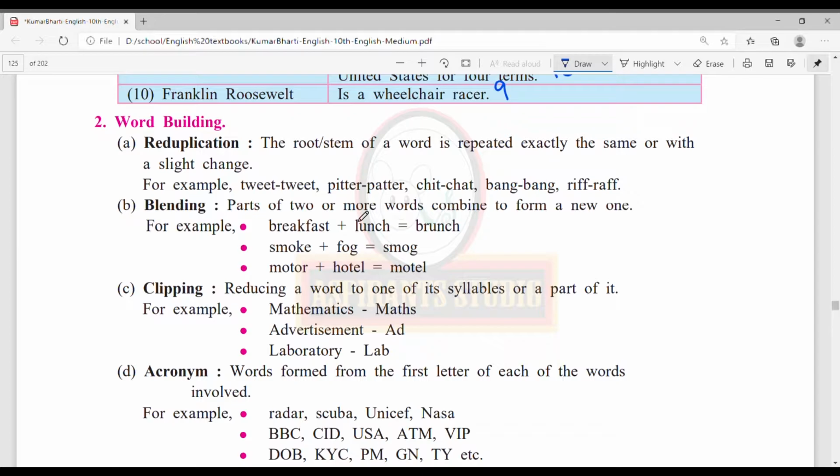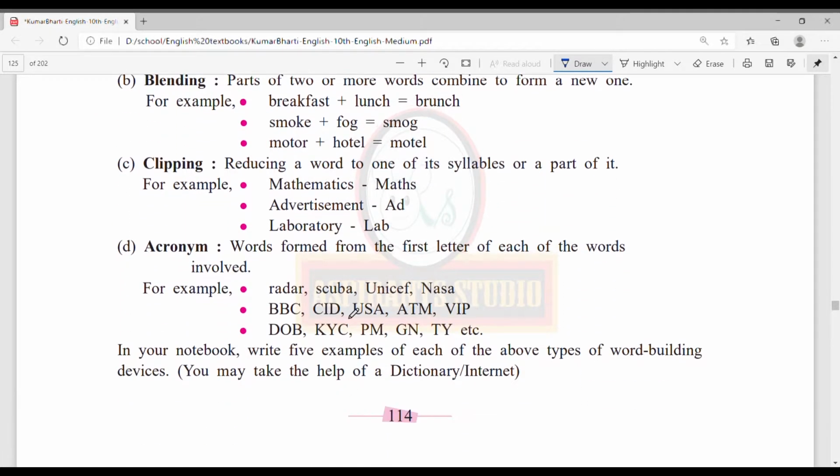For blending, you can write the words carjack, cineplex, infotainment, internet, netizen. For clipping, you can write the words exam, gym, flu, gas, memo. For acronym, you can write laser, CD-ROM.